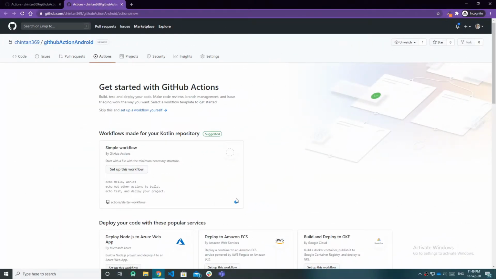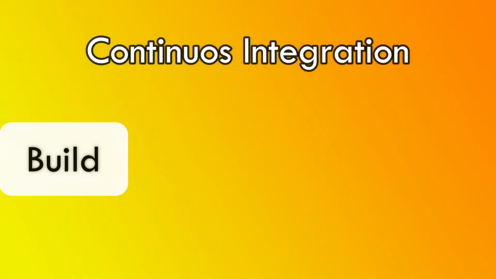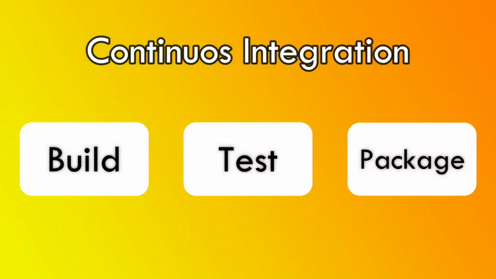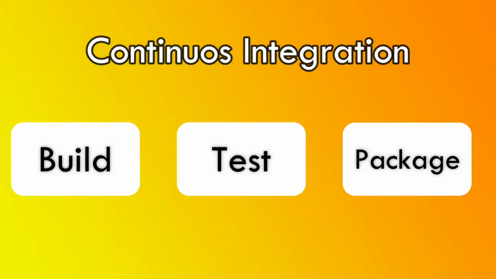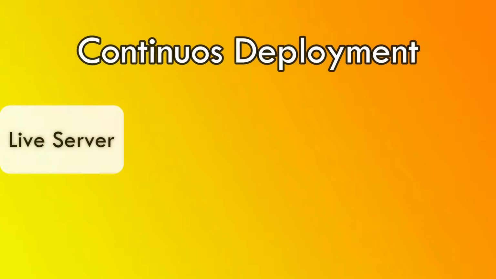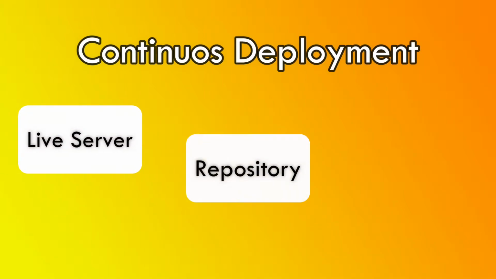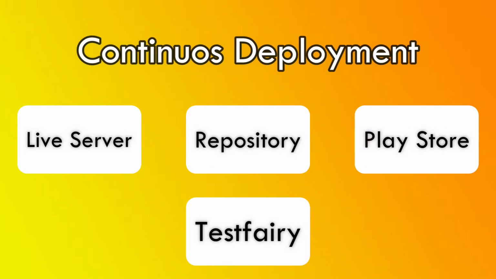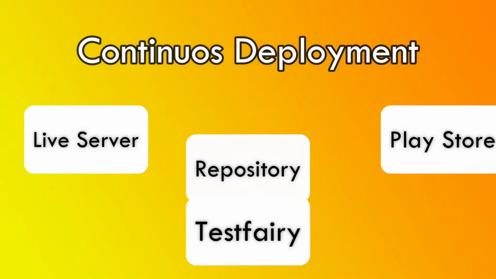So before starting with GitHub Actions process, let me introduce you to what is CI/CD and how does the CI/CD work. So CI is continuous integration, which has the process of build, test and package of the application. CI will follow this process based on the event trigger on the specified branch we have defined in the action pipeline. And continuous deployment is the process of serving your continuous integration's result onto the live server, repository, Play Store, Testberry, or any other such host where the result is accessible.